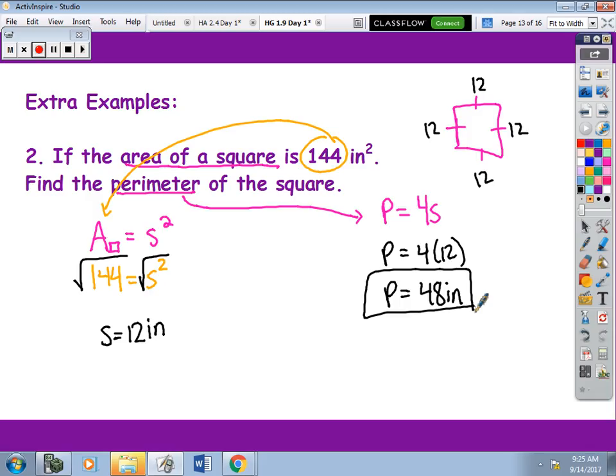Okay, there's one more problem I want you guys to try while I pass out your homework. If you flip the little half sheet over, and then I'll show you the answer on the board, but try that one. It's a little bit different.